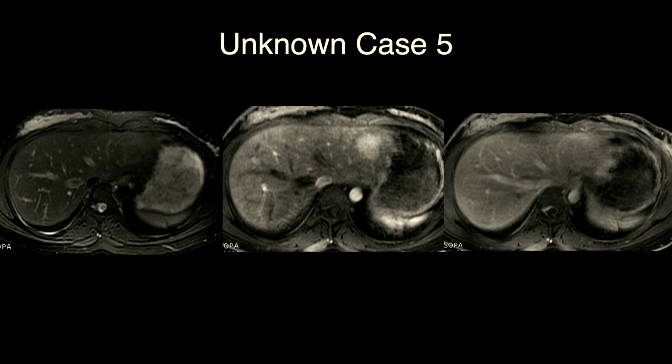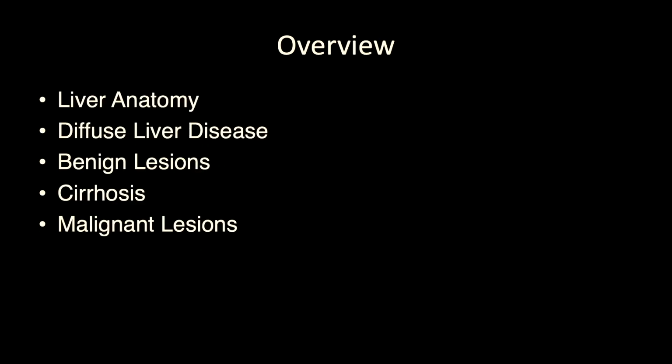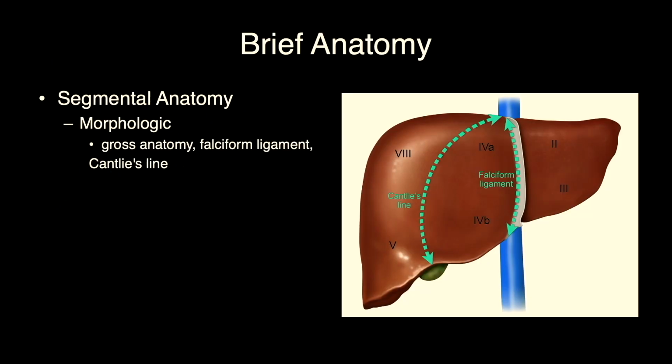So if you got all those, great. If you didn't, we'll go through each and every one of these entities now. So what we're going to talk about is a little bit of liver anatomy. We're going to talk about diffuse liver diseases, especially important liver diseases uptrending in the United States of metabolic associated liver disease. We're going to talk about benign lesions. We'll touch into cirrhosis and then go into malignant lesions of the liver.